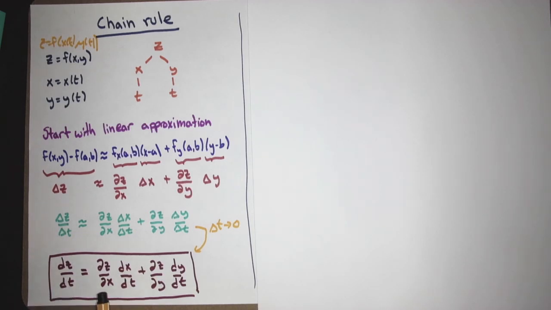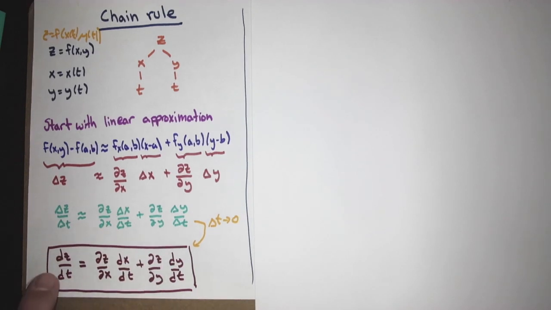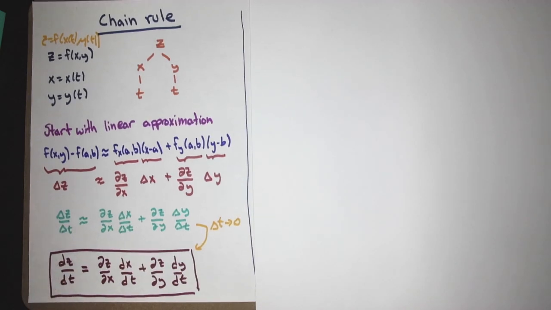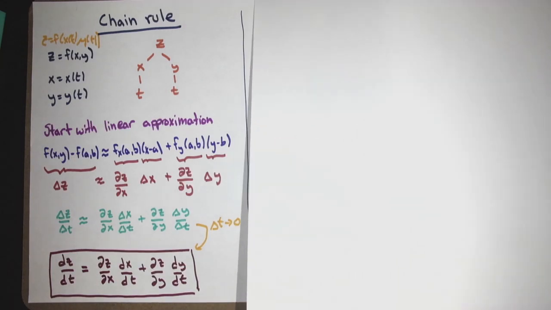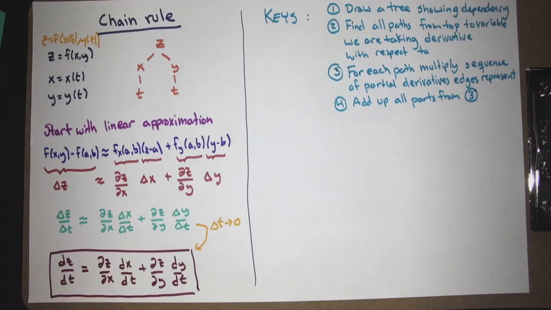dz dt is partial z partial x dx dt plus partial z partial y dy dt. All right, so that's a very simple case. And it makes sense. Now, how do you do this in general?